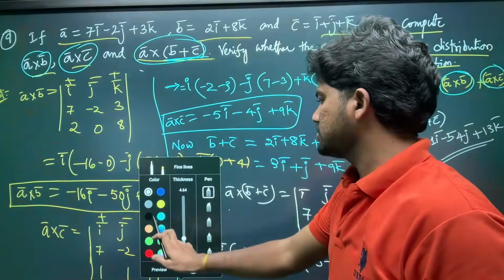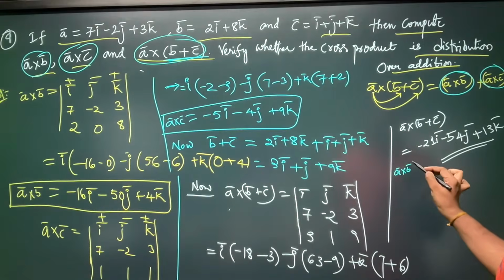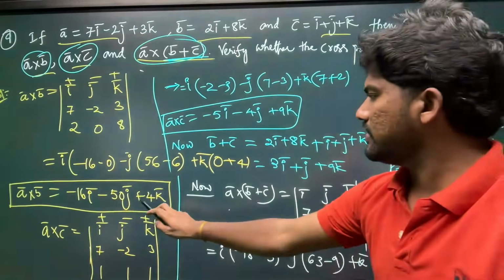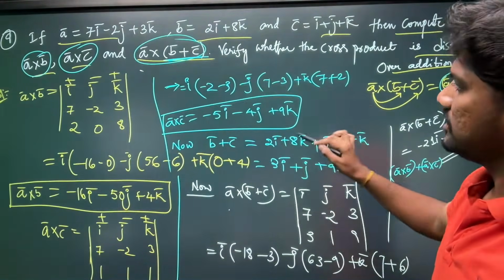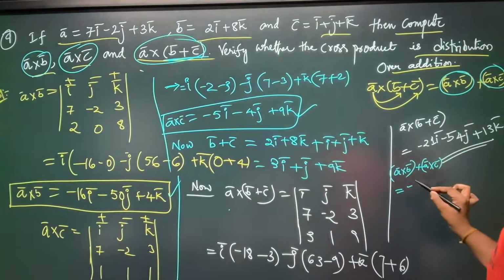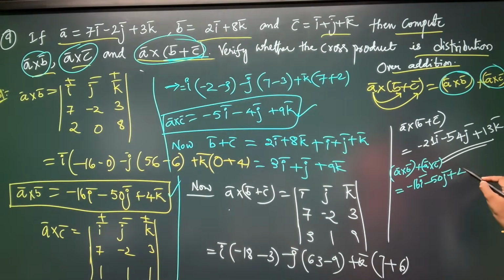Look, let me do it directly. Here, A bar cross B bar plus A bar cross C bar. So add these two values. Add this value and this value. So minus 16 I bar minus 50 J bar plus 4 K bar. Next plus A bar cross C bar, that is plus into minus.